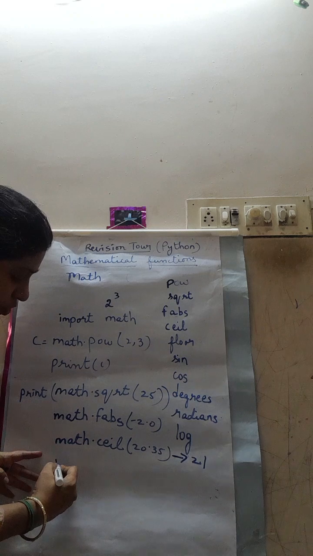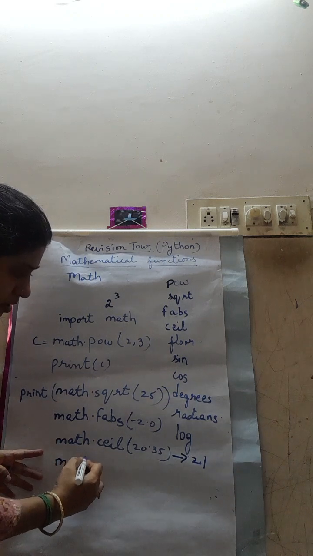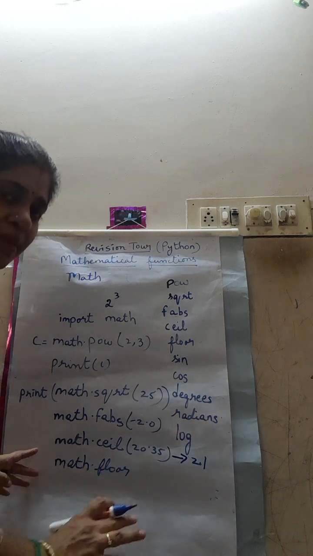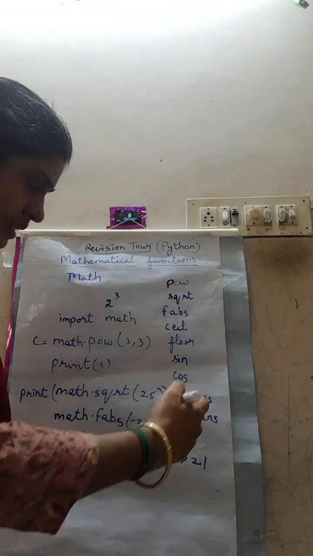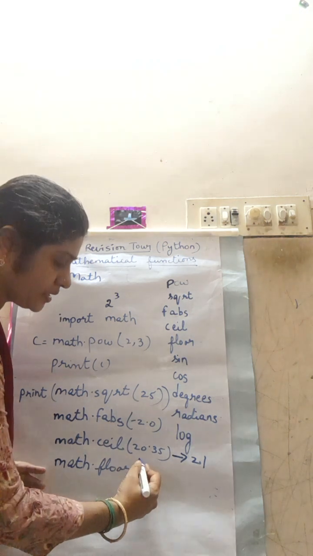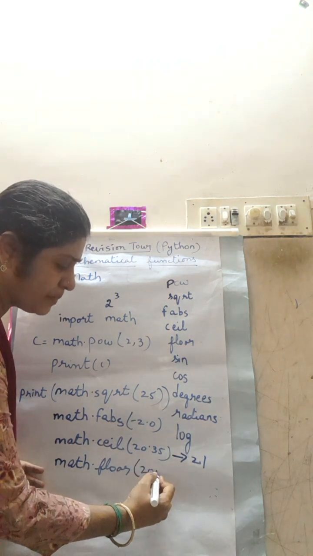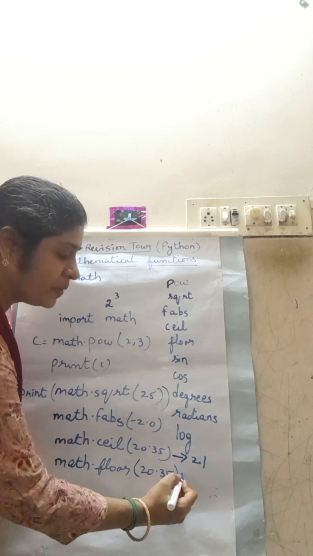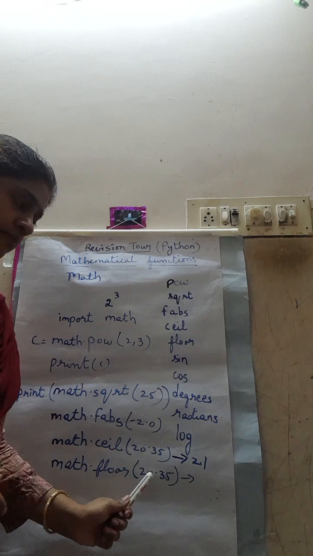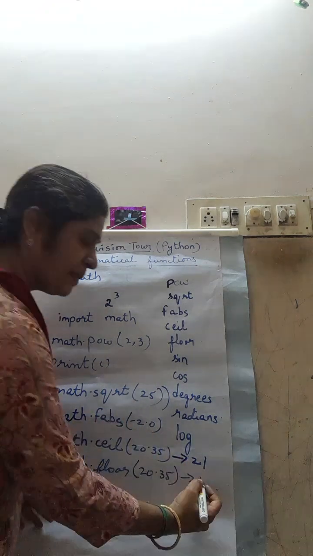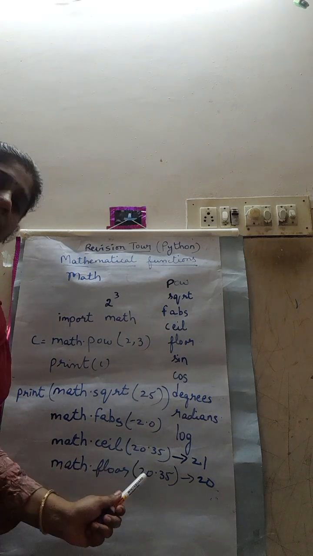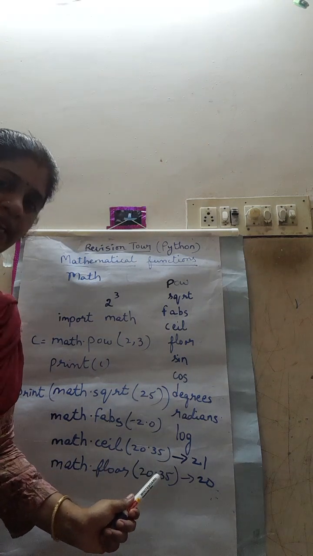And math dot floor, as the name itself specifies, will give you the immediate smaller integer. So the same thing, if I write 20.35, what will be the answer in this case? It will give you 20. The immediate smaller number to this number would be 20.